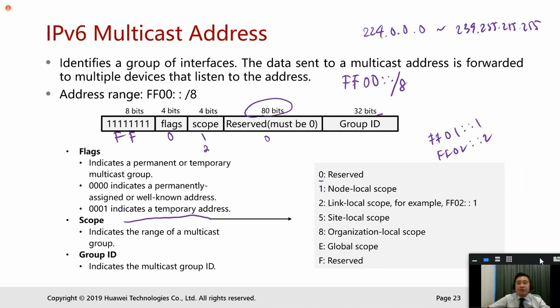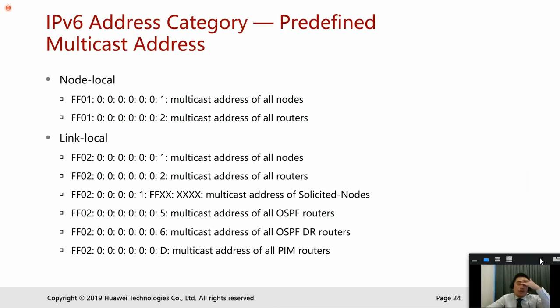There are some addresses already permanently defined like this. That's all the node local and also the link local. So normally we're using the link local. Node local is just between the devices, okay, between all the nodes and all the routers. Yeah, this is very similar to 224.0.0.1, okay, and 224.0.0.2.